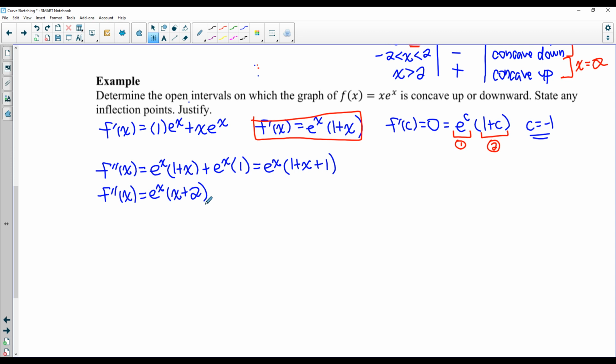All right. Now, for the intervals of concavity, I need to figure out what the critical points are. Again, there are no values of x you can plug in that are going to make the function undefined. So what I immediately do is set f double prime of c equal to 0 to find intervals of concavity.